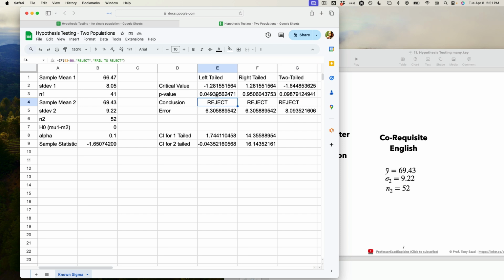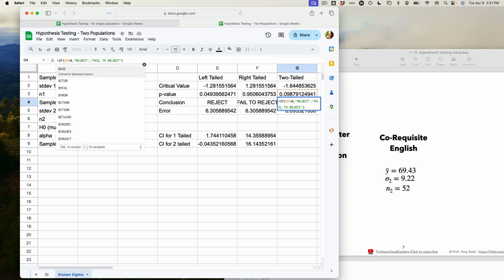For the conclusion, if my p-value, which is this one, E3, is less than B8, which is my alpha significance level, then we reject. Otherwise, we don't reject. Same thing for this one. Here, it should be B8. We're comparing F3 to B8. And finally, this one is also comparing G3 to B8.